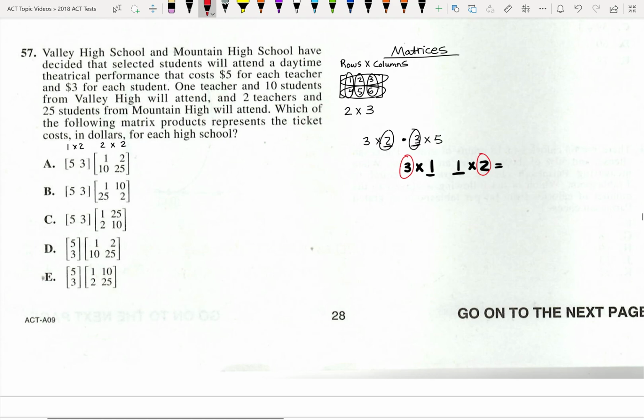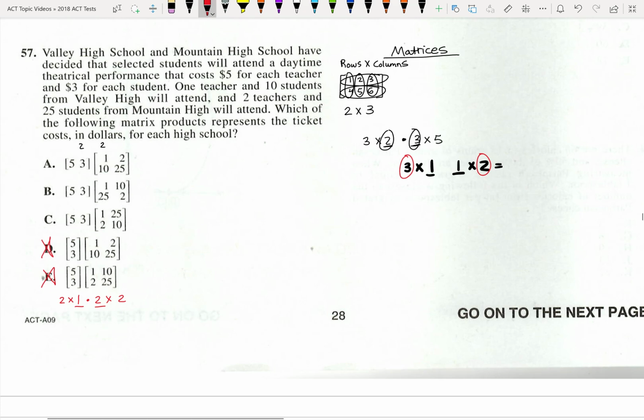So let's take a look at some of these answers and see if we can eliminate some things here. When I look at E, the first matrix over here is actually going to be a 2 by 1 matrix, 2 rows, 1 column, times a 2 by 2. Well, the middle numbers don't match up, so E is not even possible. And D has the same situation. The middle numbers don't match up, so D and E are not possible, which means we're now left with A, B, and C as possible answers.